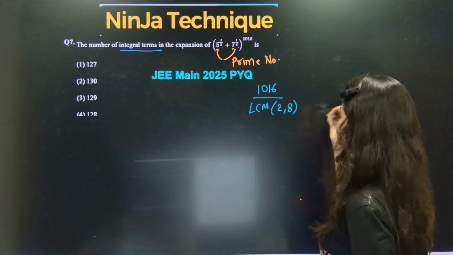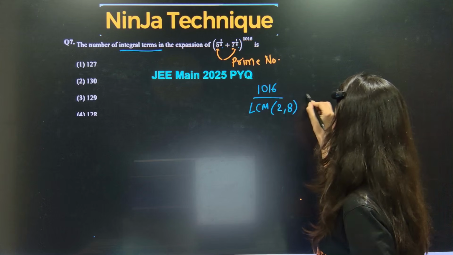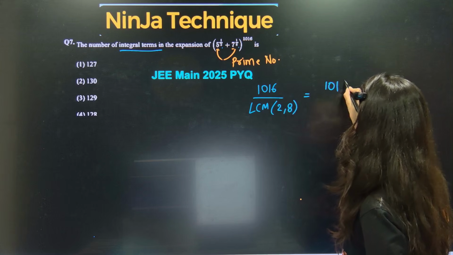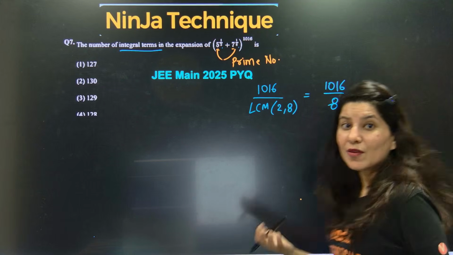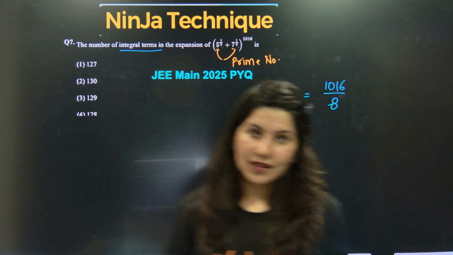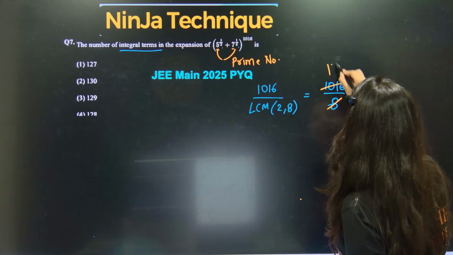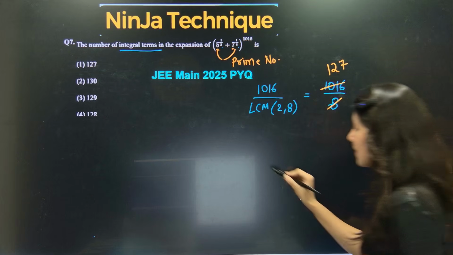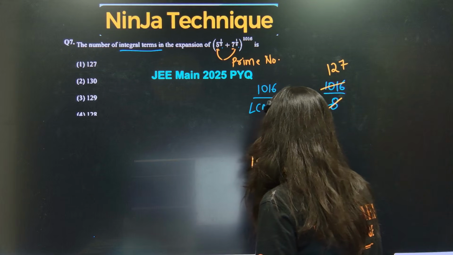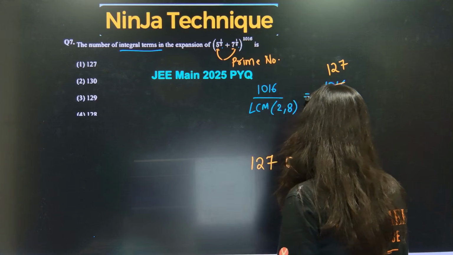Okay, so this will give you what? 1016 divided by 8, because LCM of 2 and 8 is 8 only, right? Now you have to cancel. 8 ones are 8, 127. So now your answer will be either 127 or 128.